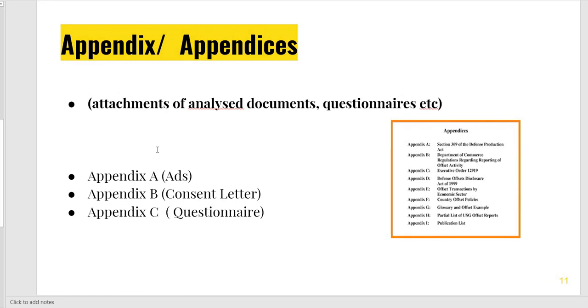After references, you will mention the appendix. Appendix means attachments of analyzed documents. This can be the advertisement, this can be the consent letter from where you have conducted research. Especially in experimental research, you conduct your studies in some school, college, university, and you take consent from the head of the organization. There is also the questionnaire, so you will keep these things as appendix A, B, C.